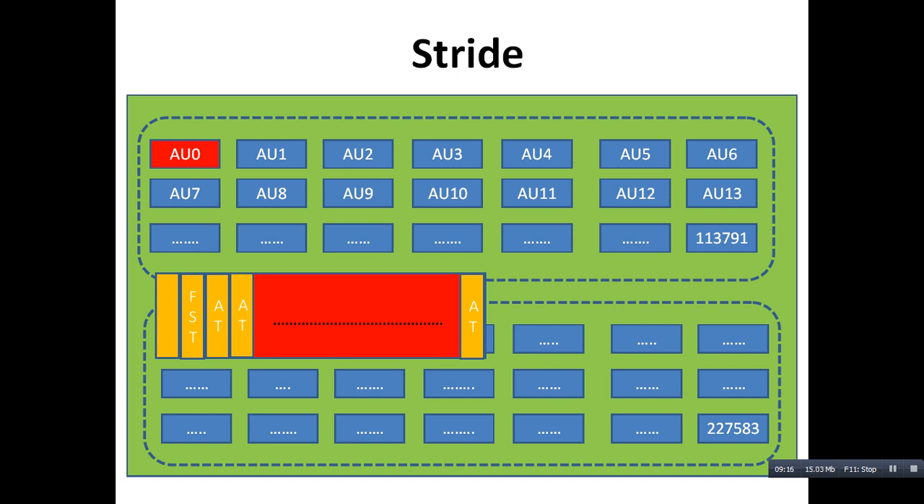And this stride can contain information up to 227,583 allocation units. If our disk is larger than that, then we'll have one more stride, which will start at 227,584, and this will go on.